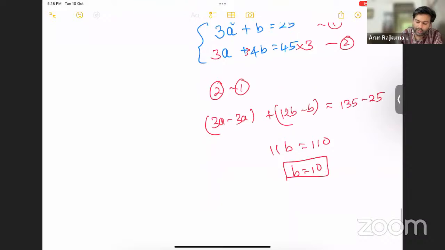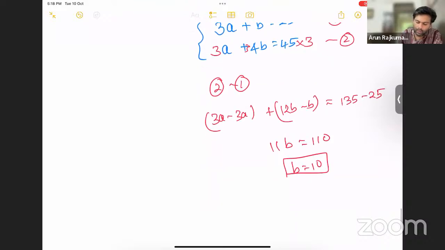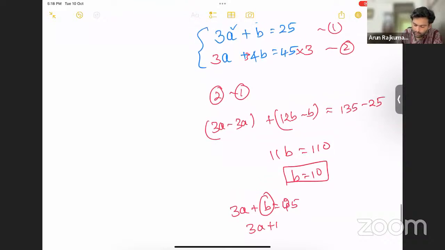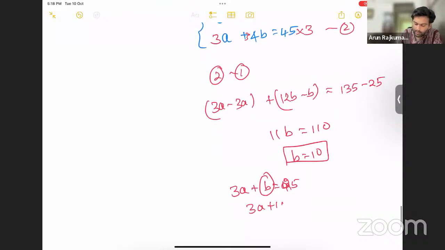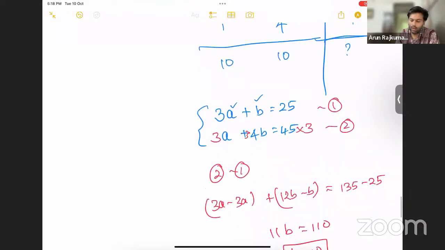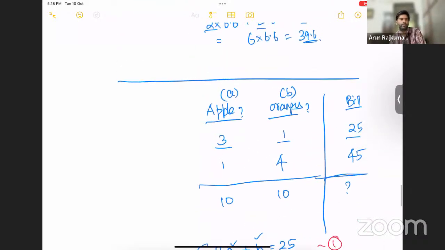Now, if the price of orange is 10, then we can substitute it back into one of the equations. 3A plus B is 25. We already know the price of orange is 10, so 3A plus 10 is 25. So 3A is 15. Now that means A is 5. So apple is 5 rupees, orange is 10 rupees.